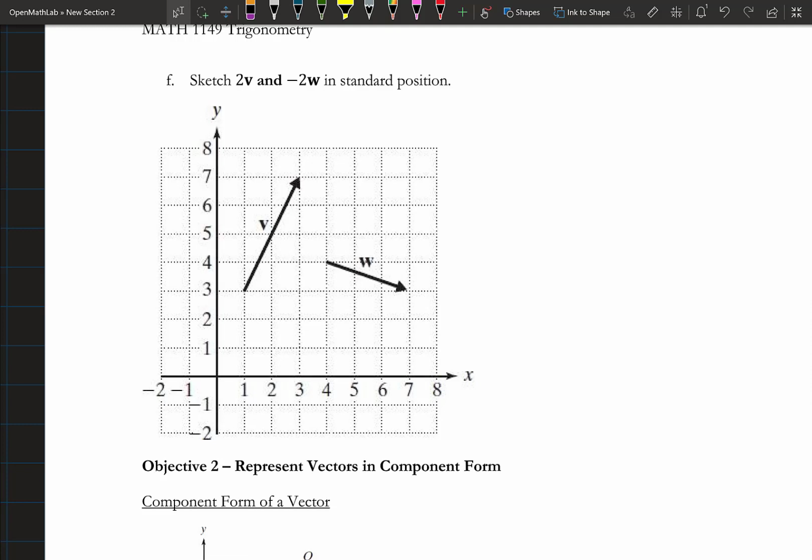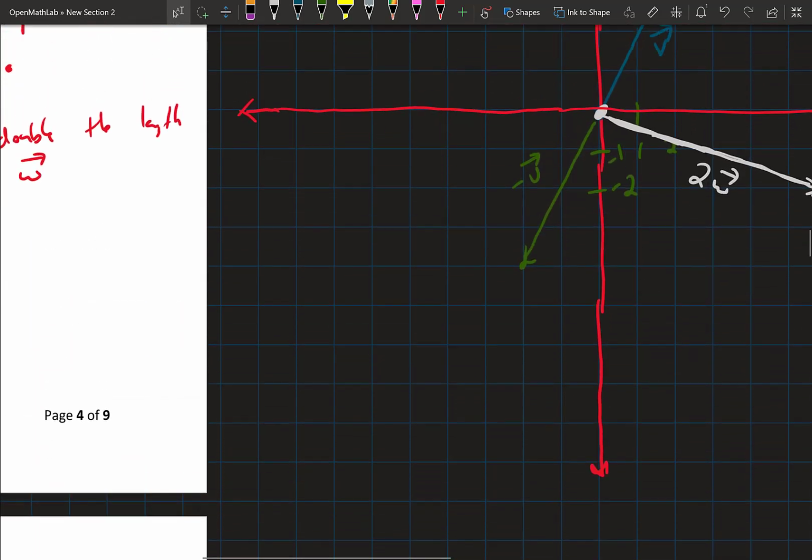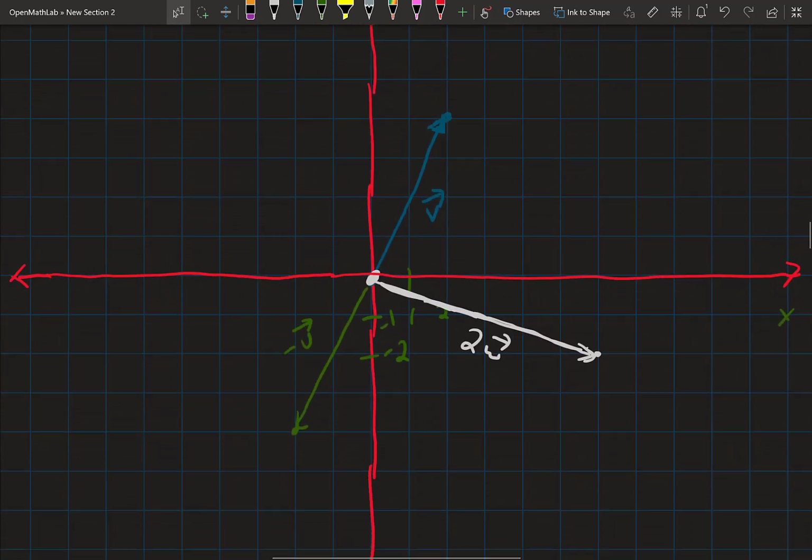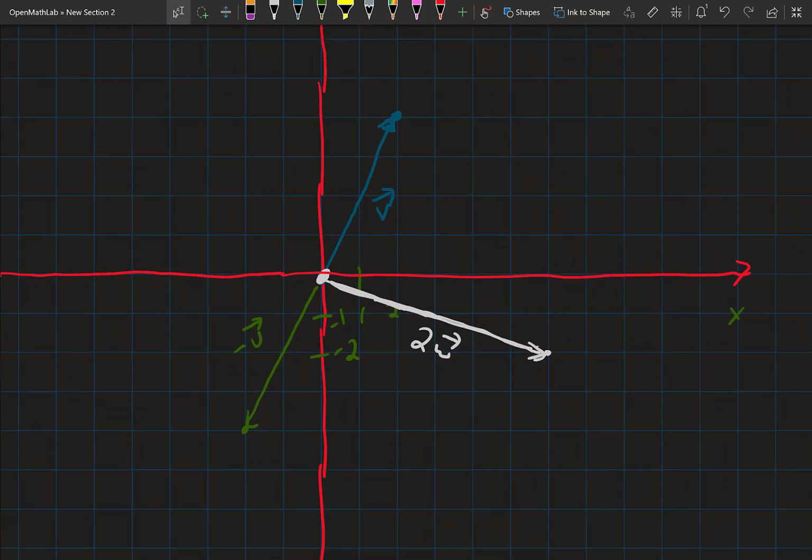So in part F, we're asked to draw 2V and negative 2W in standard position. So I'm just going to modify my drawing from up here. We're trying to draw negative 2W. Well, that's just going to be the flip of 2W. So we went to the right 1, 2, 3, 4, 5, 6 units, so I'm going to go to the left 6 units. 1, 2, 3, 4, 5, 6. And so I'm here now.